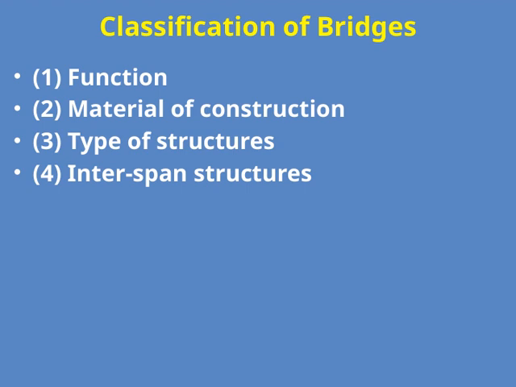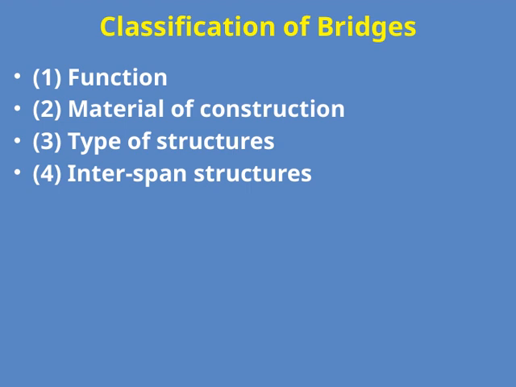Next, we consider the material of construction. Different materials like concrete, steel, or wood are used depending on the bridge's purpose, span, and environmental conditions. Third, we classify bridges based on their structural type, such as beam, arch, truss, or suspension bridges. Each type has unique characteristics suited to specific situations.